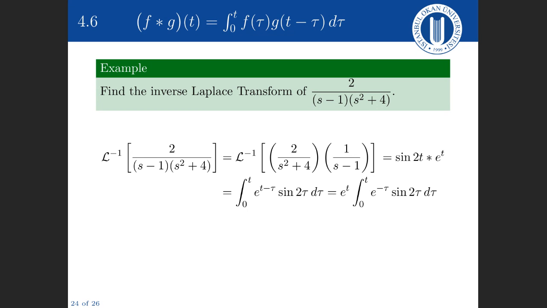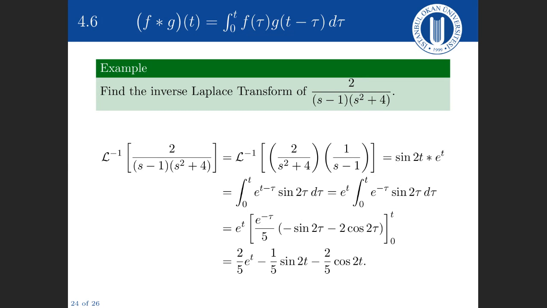We can take the factor of e to the power of t outside the integral. We're just calculating the integral of e to the power minus tau, sine 2 tau, and we can use integration by parts to calculate this. And we get our solution, 2 over 5 e to the power of t minus 1 over 5 sine 2t minus 2 over 5 cos 2t.